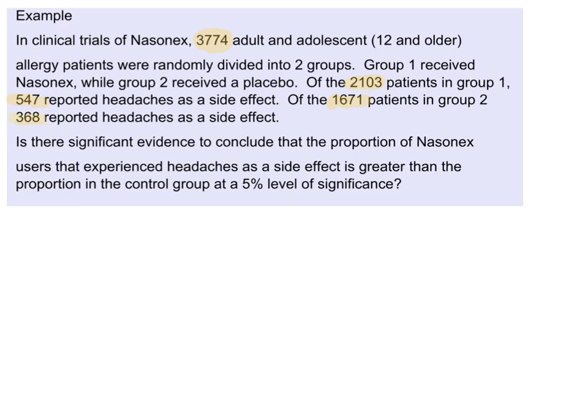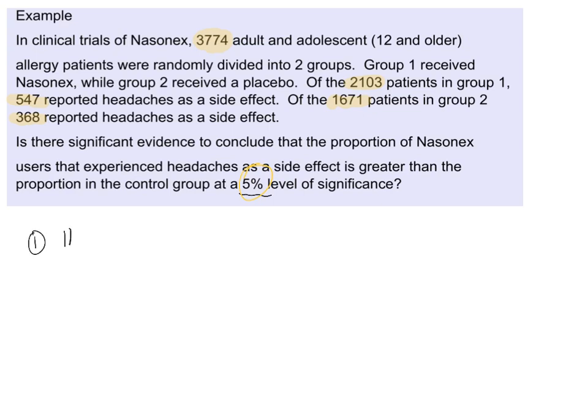Is there significant evidence to conclude that the proportion of Nasonex users that experience headaches as a side effect is greater than the proportion in the control group? That's the question that we're asking, and it's at the 5% level of significance. I'll circle it instead because I put away my highlighter. All right, let's go through our steps.